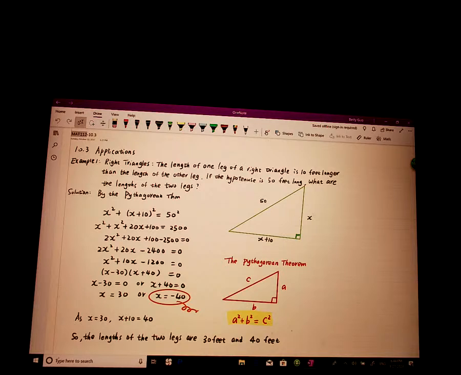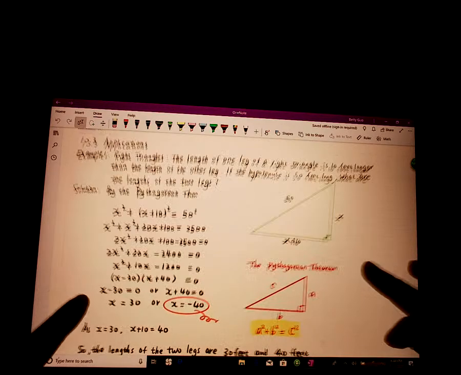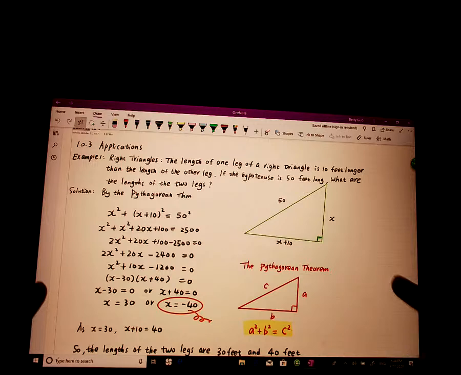Hello everyone. In this video we are going to talk about section 10.3, applications of quadratic equations. We have 4 examples. We try to focus on the modeling part of the problem. For the solving part, once we have a quadratic equation, how do you solve the equation?